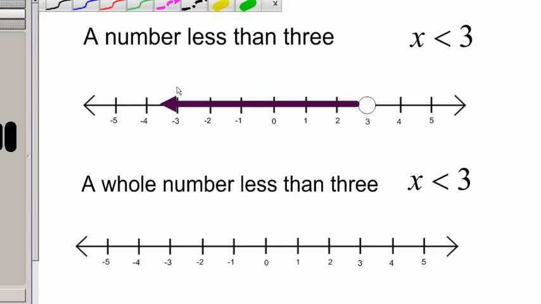So, let me represent that. Include 0. Include 1. I'm going to include 2. But I'm not going to include 3. Okay. Looks like I'm done. I've shown all the possible whole numbers that are less than 3.